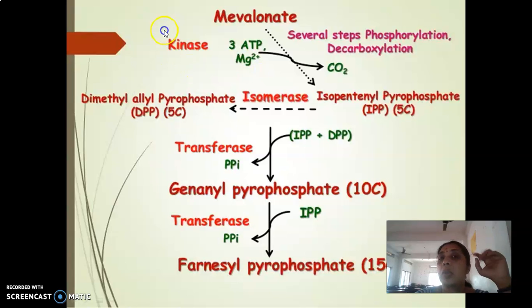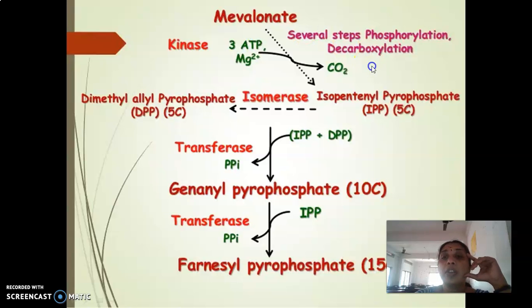So kinase enzyme comes. Wherever kinase comes, there we will be having ATP. So three molecules of phosphate are getting attached, so three molecules of ATP also come. Wherever ATP is there, magnesium also should be there, right? Because ATP can function only in the presence of the cofactor magnesium. Wherever ATP is consumed, magnesium should be there, because the reaction can happen only in the presence of magnesium.